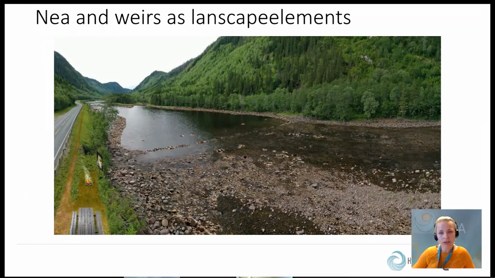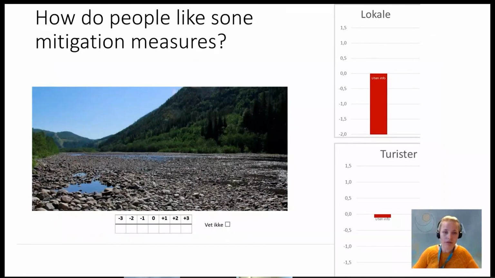And to test this, interviews with both local inhabitants and tourists were made, and also surveys. And people were in general positive to modifications of these weirs if it improved ecological conditions. This work was done by Berit Köhler, and she also asked whether people liked the current mitigation measures.